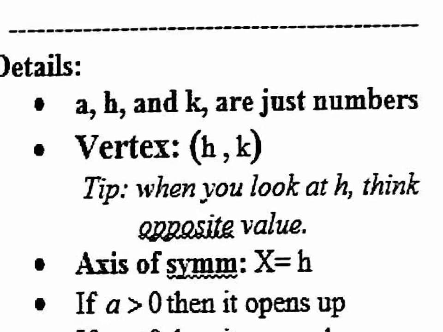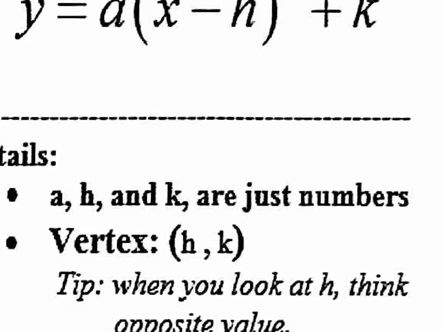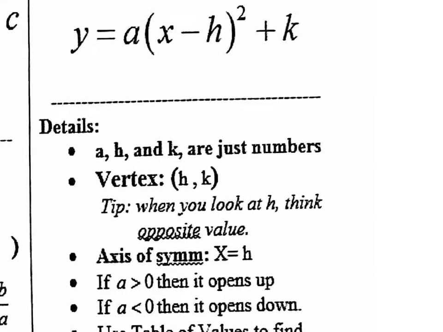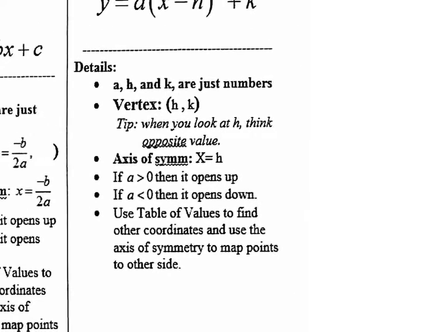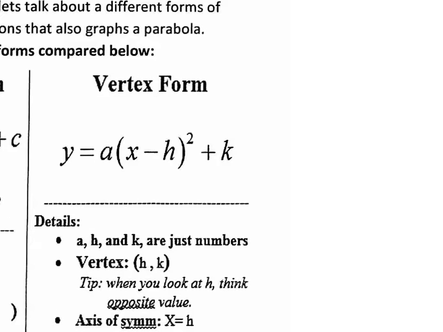But look at the tip down here. The vertex is h and k, but the tip says, when you look at h, think opposite value. So the reason why that is, the vertex form has a minus, and minus means opposite. So whatever you see in here with the x, you have to think opposite, okay? Maybe I should give you an example. Let's come up with an example here.